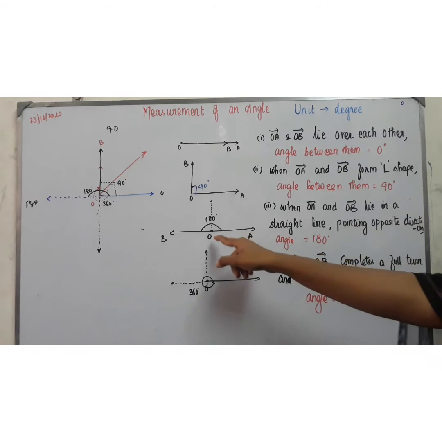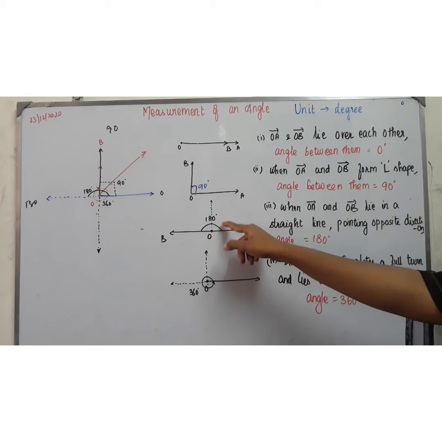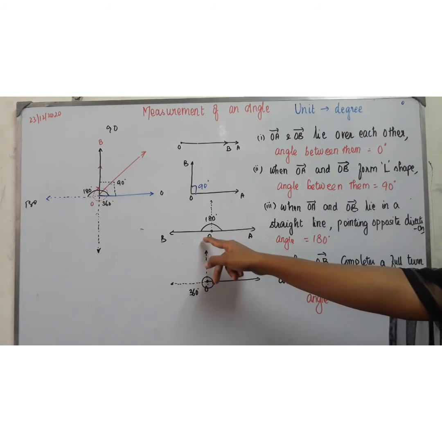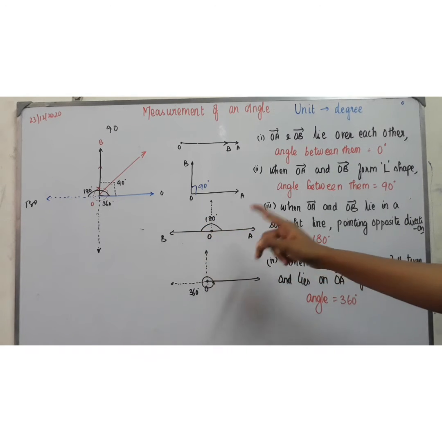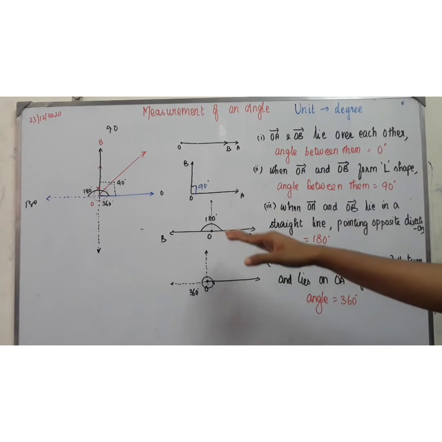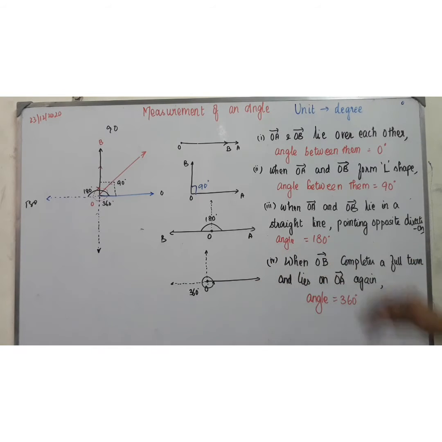How? See, from here to here is 90 degree, right? This L shape is 90 degree. Again this L shape is also 90 degree only, right? So 90 plus 90, 180. Totally it will become 180. So when both the rays are in a straight line pointing in opposite directions, the angle is 180 degree.